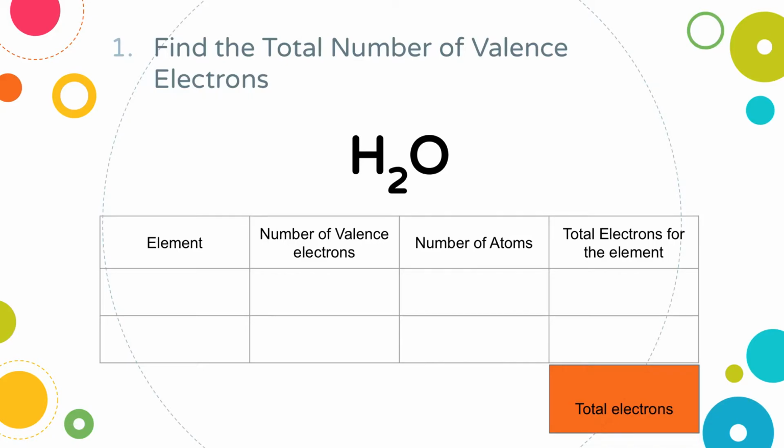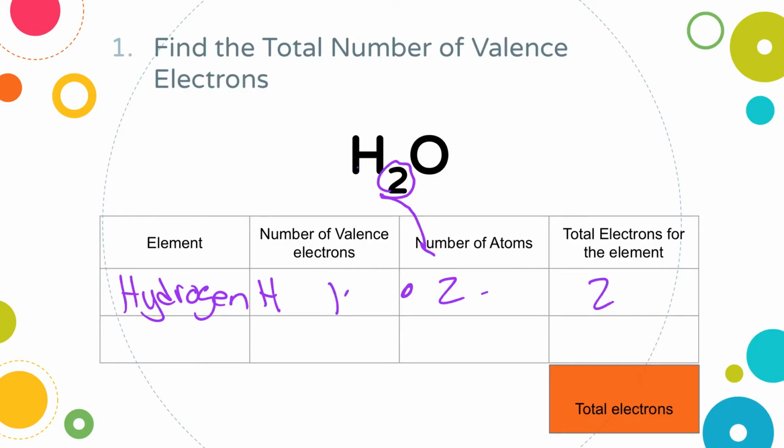So here we're going to fill in a table. Find the total number of valence electrons. The first element is hydrogen, and its symbol is H. The number of valence electrons that hydrogen has is 1. For the number of atoms, there are 2 hydrogen atoms, because this 2 represents the number of hydrogen atoms. So the total electrons is 1 times 2, which is 2.